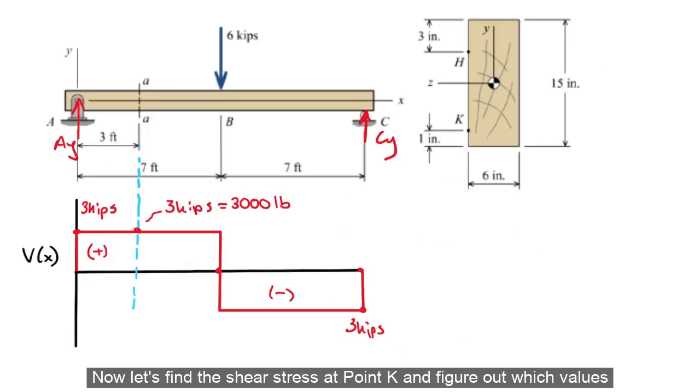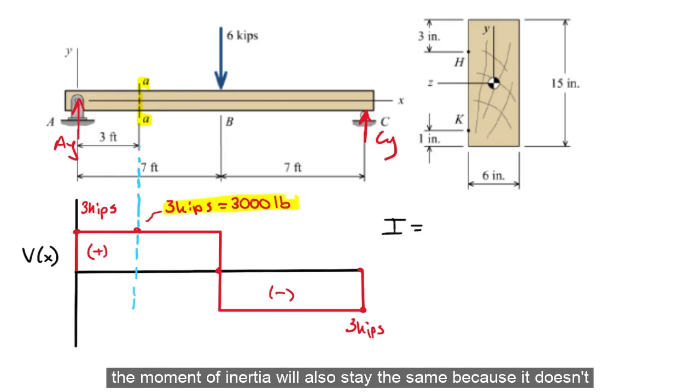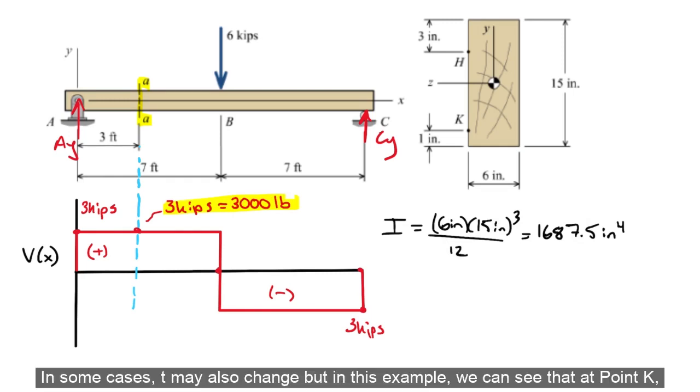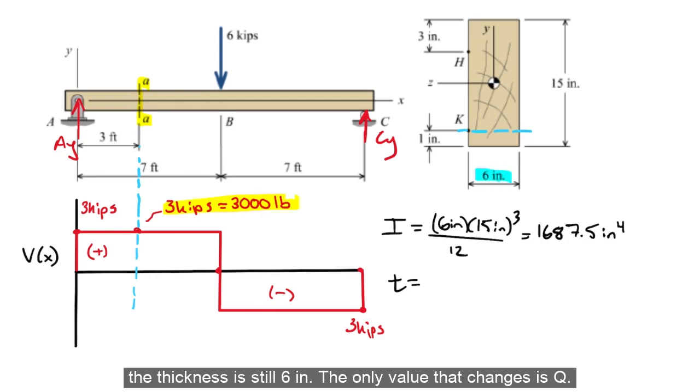Now let's find the shear stress at point K and figure out which values are the same and which are changing. So at section AA, the shear force is the same, which is 3,000 pounds, and the moment of inertia will also stay the same because it doesn't depend on the point of interest. So that will still be 1,687.5 inches to the power of 4. In some cases, T may also change, but in this example, we can see that at point K, the thickness is still 6 inches. The only value that changes is Q.